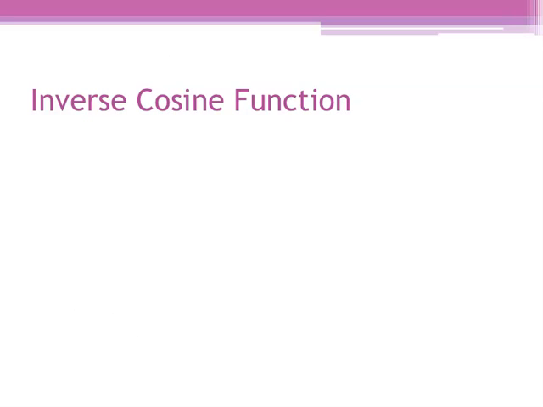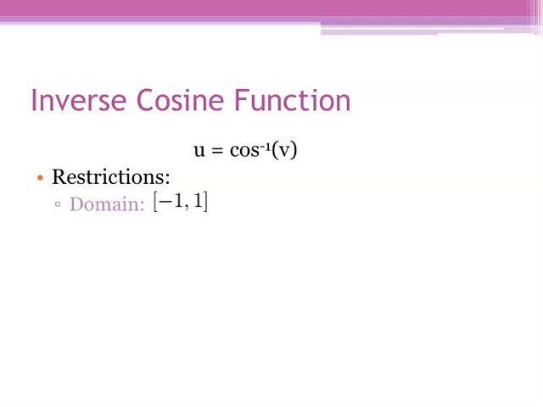Inverse cosine. So u equals cosine inverse of v. That's the inverse cosine function. And then again, the domain restrictions are from -1 to 1. Again, our focus is on the range. So the restriction on the range is that it has to be between 0 and pi.